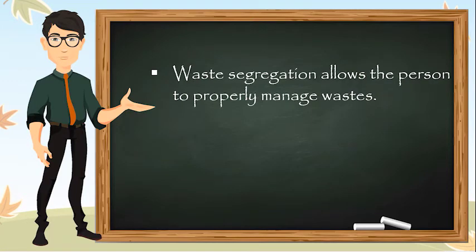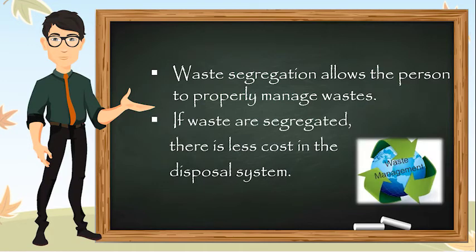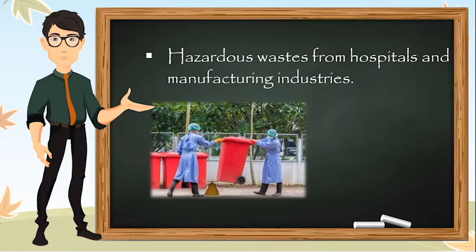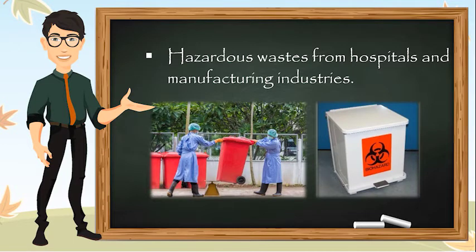Waste segregation allows the person to properly manage waste. Some waste may still be reused or recycled for other purposes. If wastes are segregated, there is less cost in the disposal system. Hazardous waste from hospital and manufacturing industries, if they mix with other waste, might cause contamination.